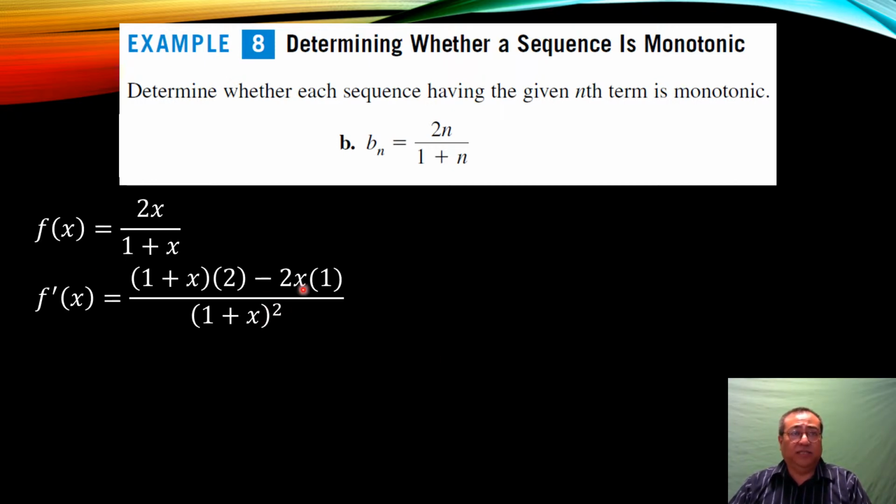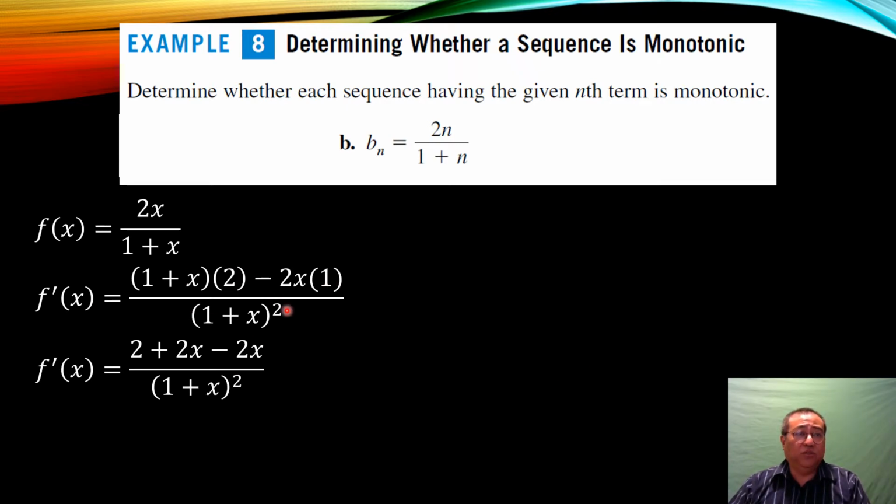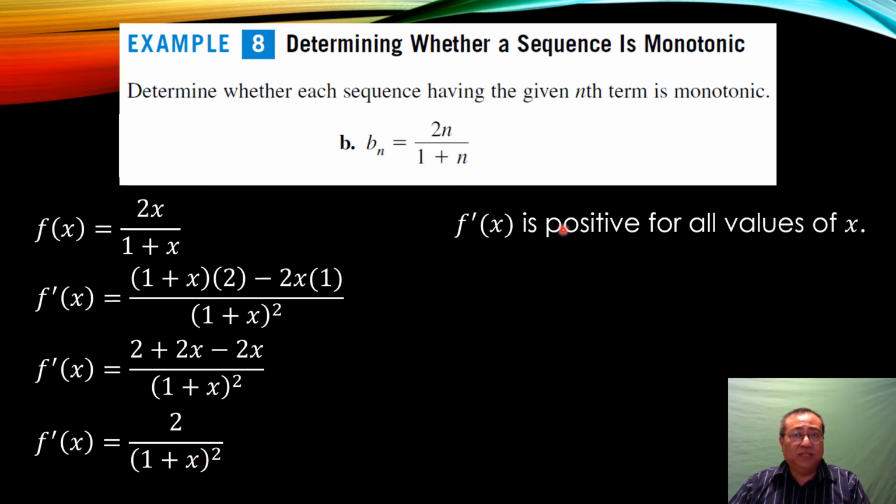Alright, now what is this? Well, this is the functional version. And sometimes, and quite frankly I think usually, it's easier to look at the derivative to determine whether it's monotonic or not. So here, I've taken the derivative using the quotient rule, and I get this expression. Now look at this. This is always positive. That means it is always increasing.